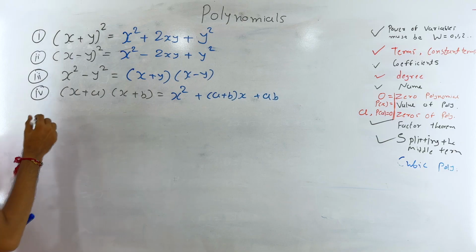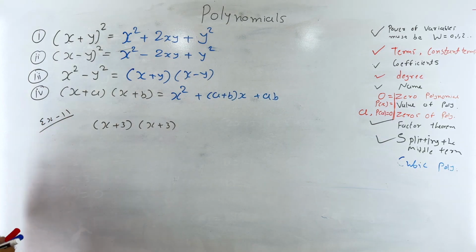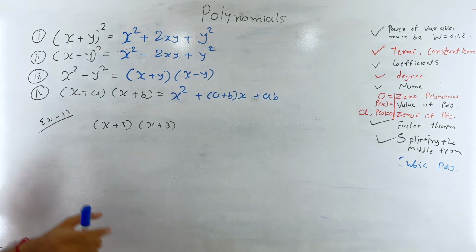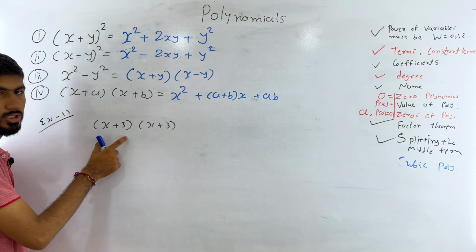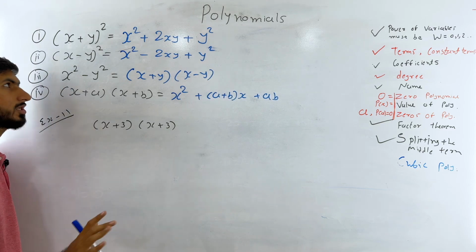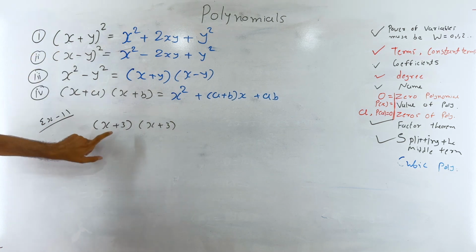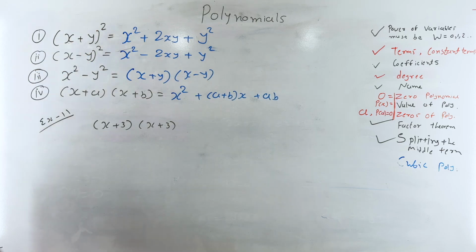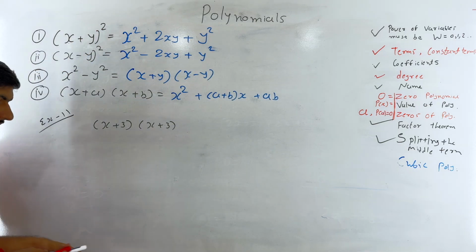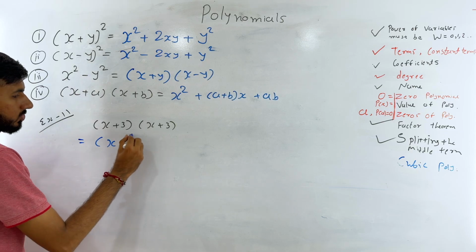Now our example number 11, that is, I have to do a simplification of this by using an appropriate identity. Now if you see, I have two brackets, both are the same. That means it is a square of this, (x plus 3) whole square, right? Just simple as that. So I will use the first identity. So I can write it as (x plus 3) whole square.